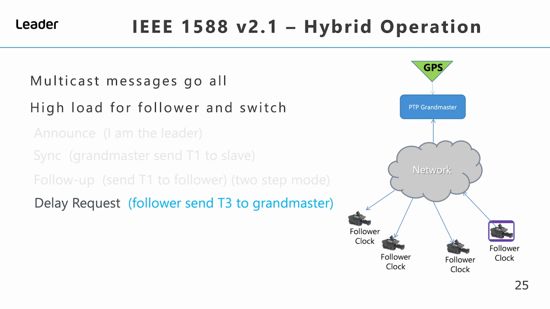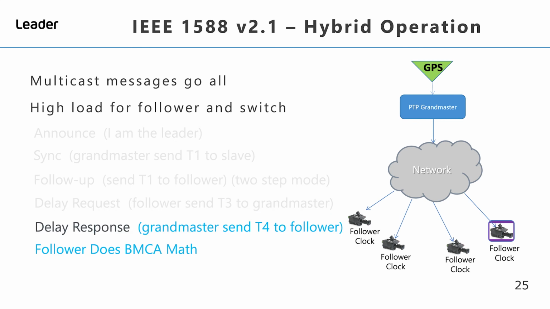The delay request message is a multicast message from the follower clock to the grandmaster. Since it's multicast, it goes to every device that is listening to the PTP. So all of the other follower clocks receive this message. Delay response message. The grandmaster sends a T4 timestamp to the follower clock that sent the delay request message. But it's a multicast message, so every follower clock receives that message. So as you can see, this results in extra load on the switch.